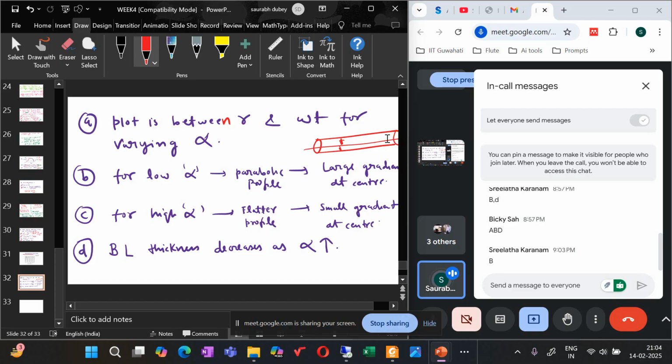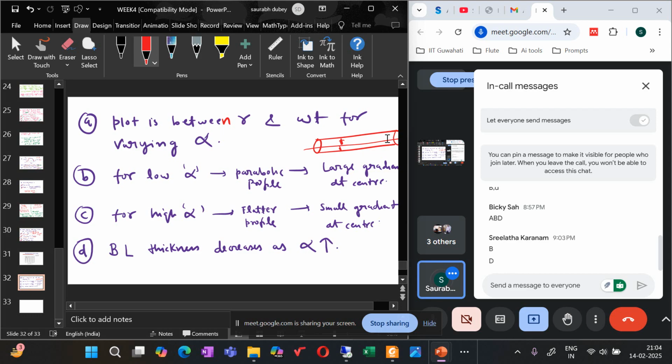The last option is that boundary layer thickness decreases with Womersley number. The Womersley number is similar to the Reynolds number, but it is the transient Reynolds number, because it is considering the effect of transient inertial forces, right? So you see this B and D, right? You are saying B is correct, D is correct. Good. So these two options are correct.